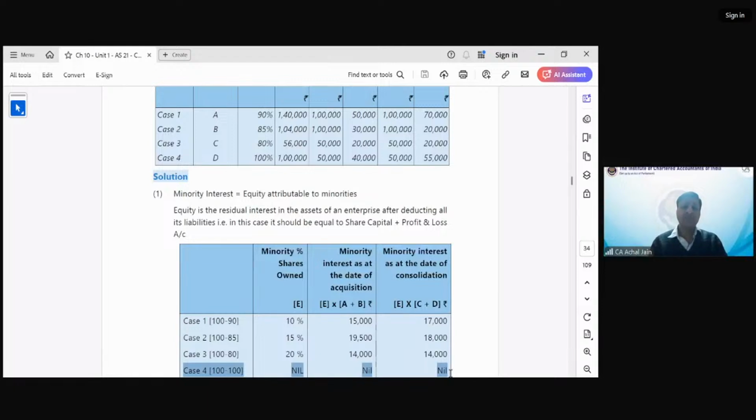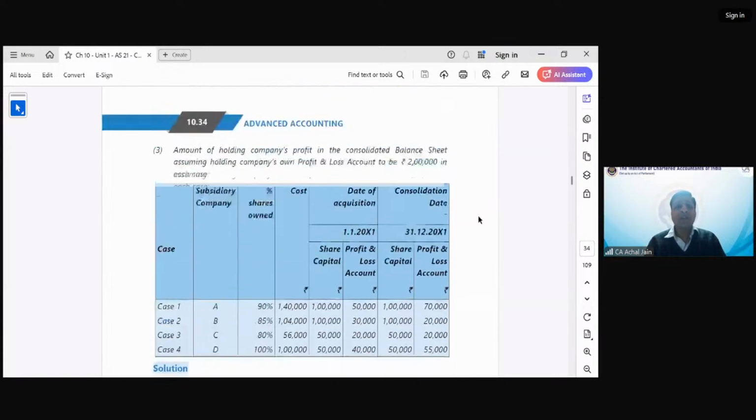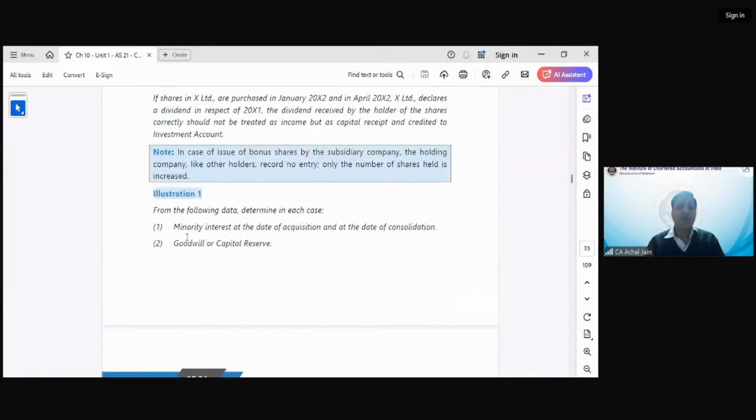And can it change? Yes, it can change the moment this percentage holding will change. But in the given question, we understand percentage holding has remained same. Okay. Now, with this, we have completed one part of the question. And what was that? Calculation of minority. Okay.